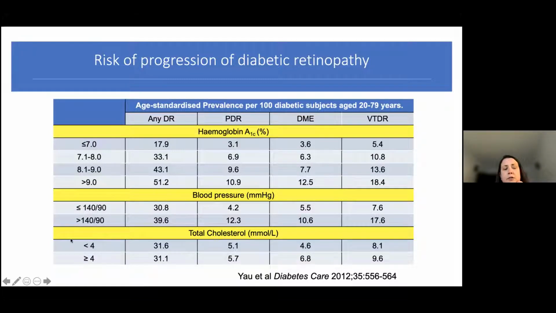Again, total cholesterol levels, they don't play a huge part in the retinopathy levels. It's more the maculopathy side of things that they seem to have a difference. So if your total cholesterol is below 4, then 4.6% would have a diabetic macular edema, this refers to. Once it's above 4, it increases to 6.8%.